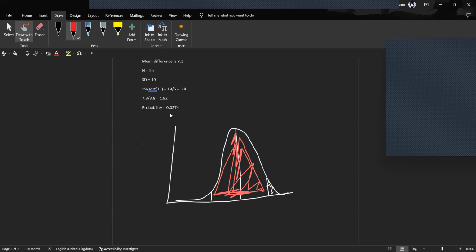And so to do that, we take the probability and we just multiply it by 2. So 0.0274 multiplied by 2, and what you're going to get is 0.0548. Now, because this p-value is above 0.05, what that means is it's above 5%. And so we can accept the null hypothesis and reject the alternative hypothesis. I hope that's clear.